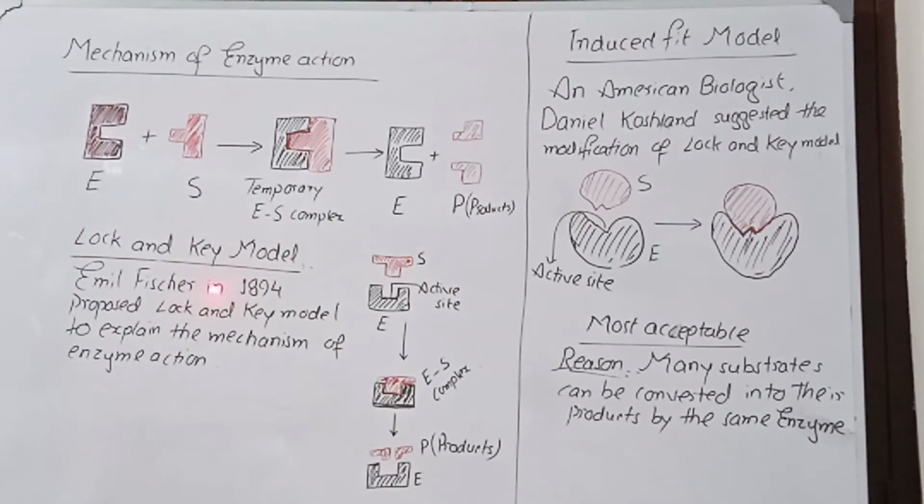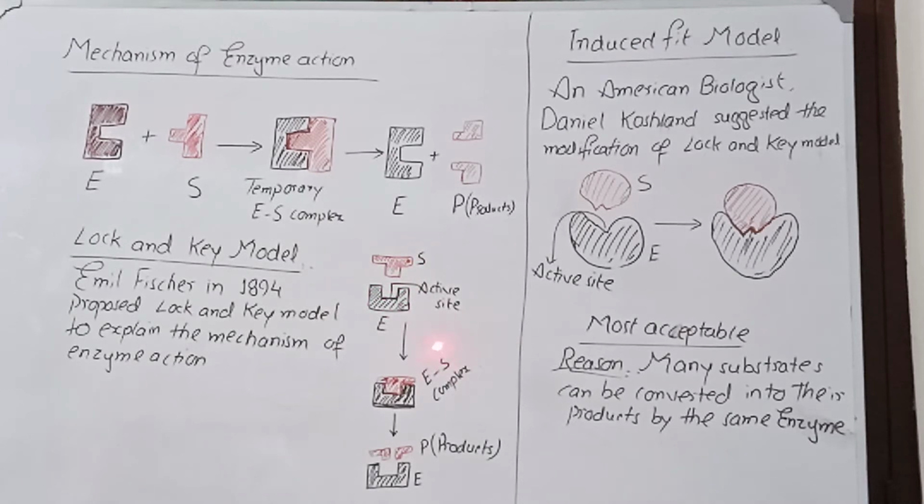Now, the lock and key model. This model was proposed by Emil Fischer in 1894, and according to this model, the active site of the enzyme is a rigid structure, and only those substrates can be attached to this enzyme which can easily fit into the active site of this enzyme.